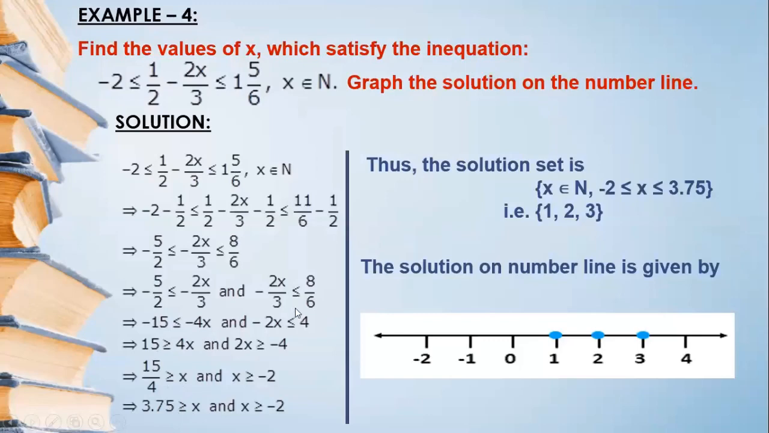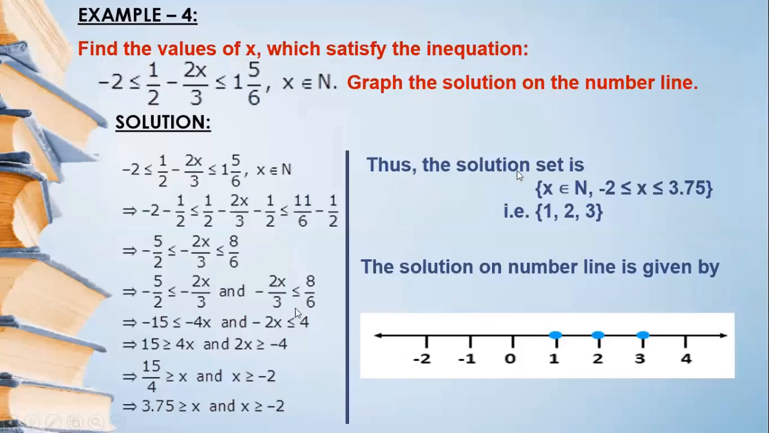From the second set we will get, on cross multiplication, -2x ≤ 4, and on further cancellation, 2x ≥ -4. So x is greater than or equal to -2. So we will get two conditions here: 3.75 ≥ x, and x ≥ -2.